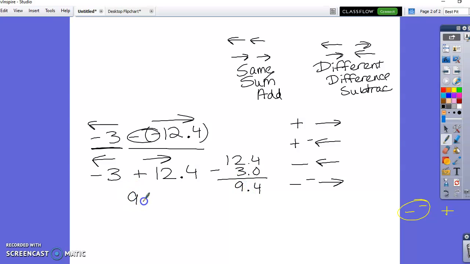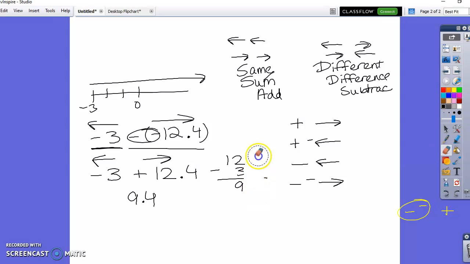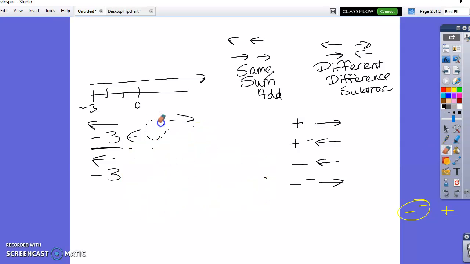Now, is this positive or negative? Hopefully you can tell it would be positive because I only moved 3 to the left, but I'm moving 12.4 to the right, so it's over into the positive. So it's positive 9.4. Okay, so I'm going to erase this, and this is what you're going to be doing today.